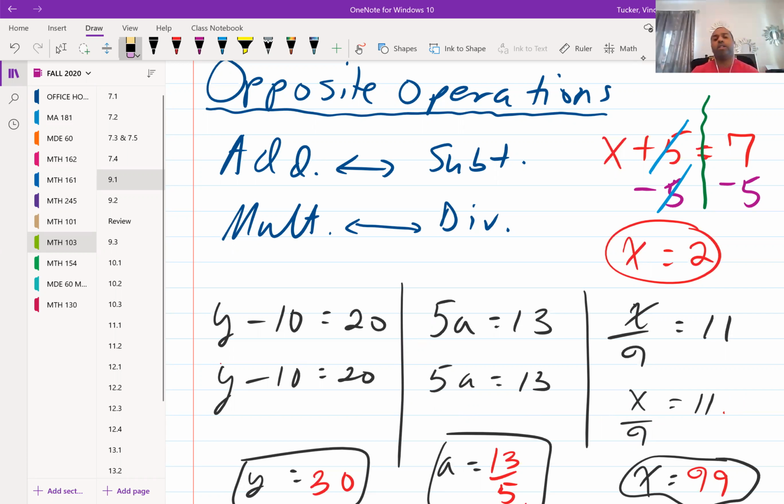All right. So looking at a few more one-step equations, we have y minus 10 equal to 20. If I'm trying to solve for y, I need to add 10 to both sides of my equation. The 10s cancel, and y is equal to 30.